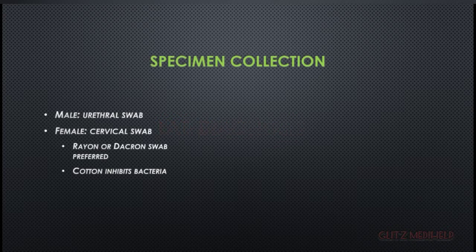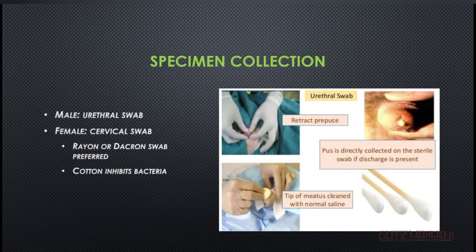First one, specimen collection. In gonorrhea, usually urethral swab in male and cervical swab in female is preferred. One thing you remember, we should not use cotton swabs because the cotton can inhibit bacteria. So, rayon or Dacron swabs are preferred. So, this is the procedure of taking a swab in male.